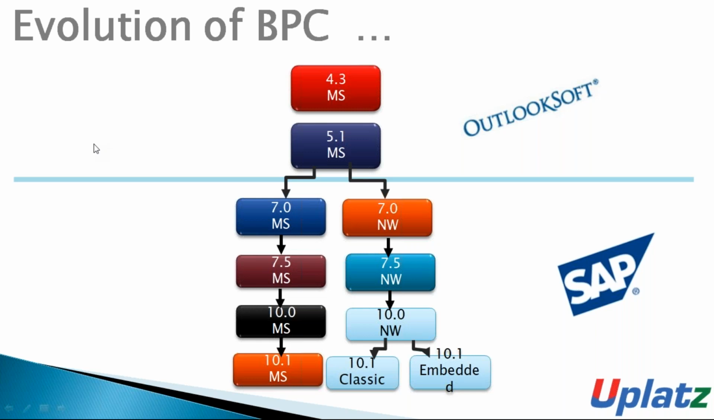So from 10.0 they released 10.1. The major difference in 10.1 version, you can see in 10.1 NetWeaver version. There are two subdivisions again. One is classic and the other one is embedded. In MS version, there is no improvements apart from the performance, which I explained earlier. So they want to discontinue this 10.1, I mean MS version, in coming future. That's the current strategy of SAP.